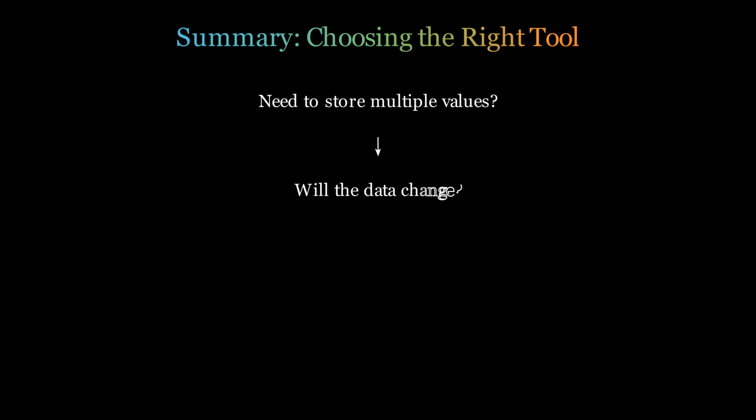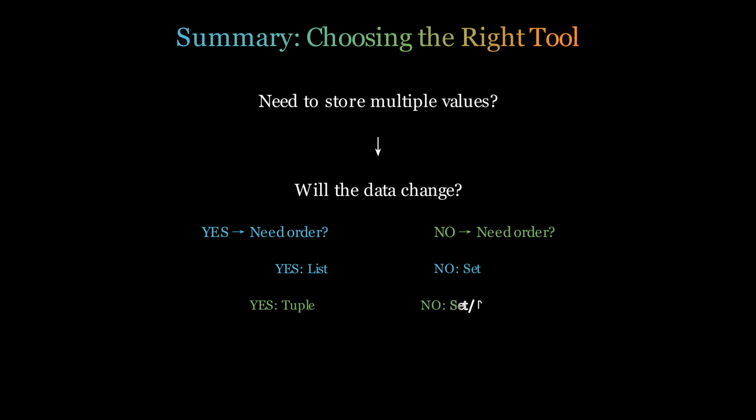Let's summarize when and why to use each data structure. Here's a simple decision flowchart. First, ask if the data will change. If yes, and you need order, use lists. If yes but order doesn't matter, use sets. If the data won't change and you need order, use tuples. If neither order nor mutability matters, consider your specific use case.